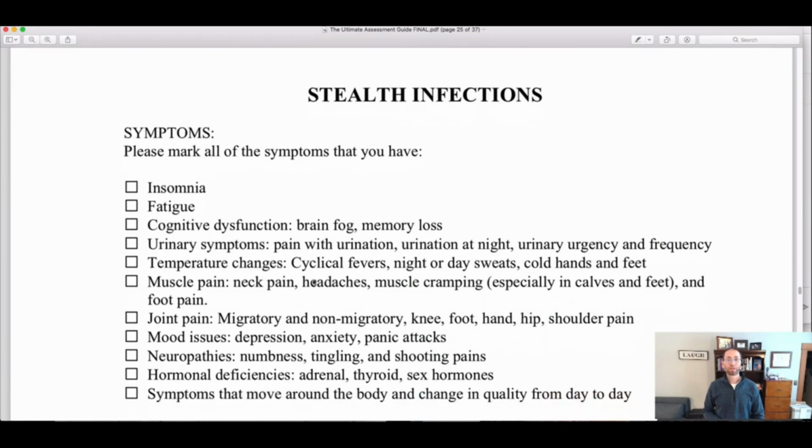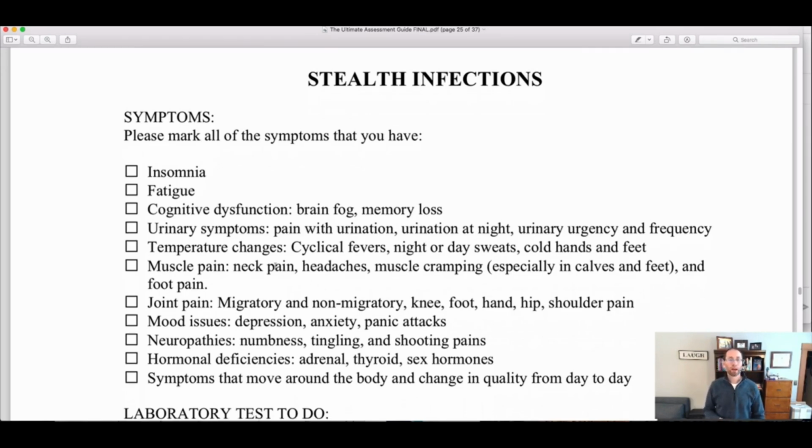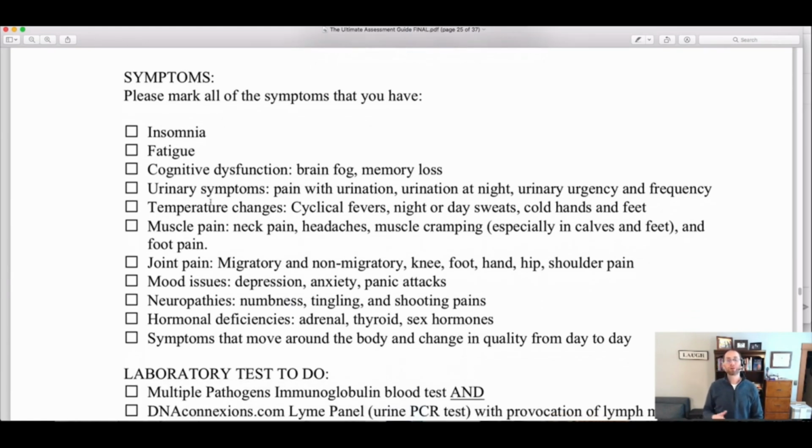Stealth infection. So what I've done here is included symptoms for a lot of the different stealth infections, and in subsequent assessments, I go into each one of the stealth infections. So if you have insomnia or sleep problems, if you have fatigue, if you have cognitive dysfunction like brain fog or memory loss, urinary symptoms, either pain with urination, urinating at night, urinary urgency, where basically when you think about urinating, you have to urinate, or when you know you have to urinate, you have to do it now, and frequency, meaning you urinate a lot.